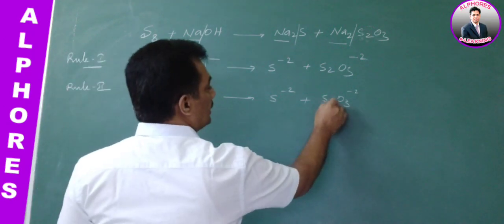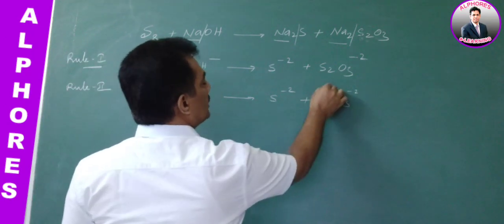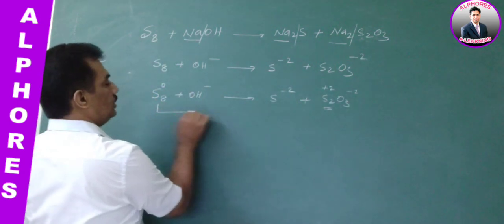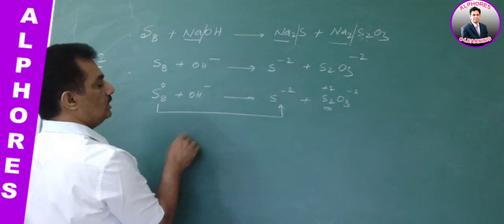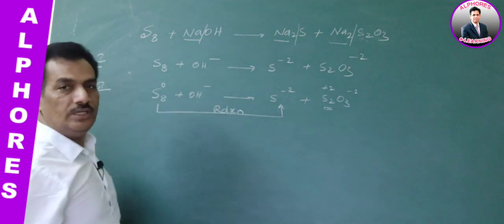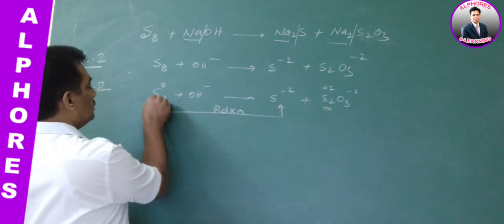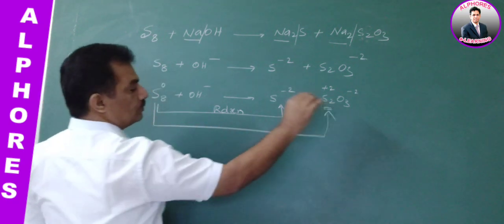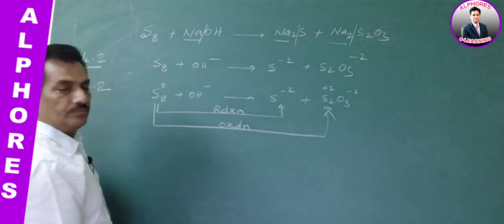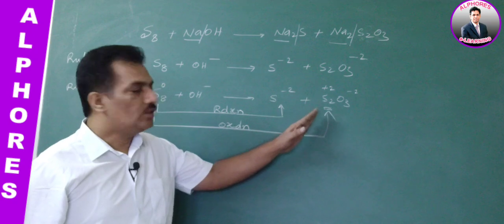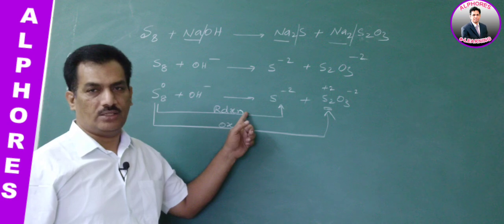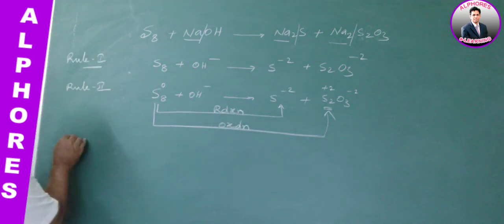and in S2O3 2 minus the oxidation state of sulfur is positive, it appears to be plus 2. Here it is minus 2. Clear? Thereby from 0 to minus 2 the oxidation state decreases, hence it is a reduction reaction. From 0 to plus 2 the oxidation state increases, hence it is an oxidation reaction. Now we have identified the oxidation half reaction and the reduction half reaction. Clear?